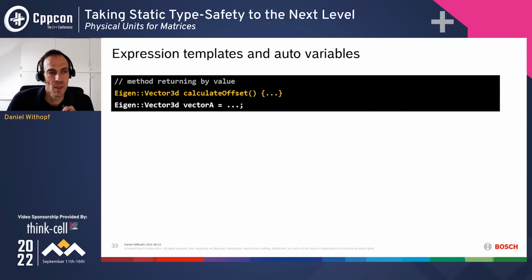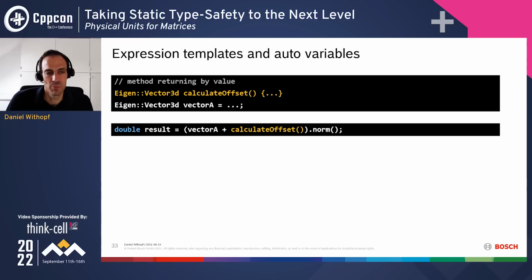So here, this is again an Eigen example. Let's assume we have an Eigen method, calculateOffset, that returns an Eigen Vector3d by value. Then we have a pre-existing vector A, also from Eigen, and we now add these two vectors together, and we calculate the norm, so the length of the resulting vector. This is a completely legal operation in Eigen. Everything is okay if you do it like that.